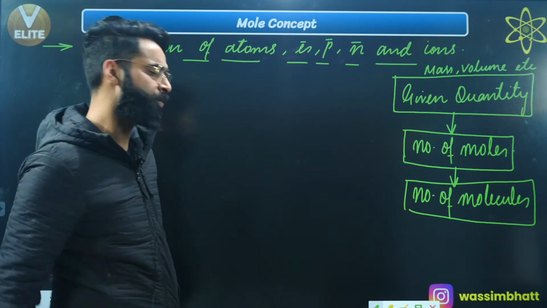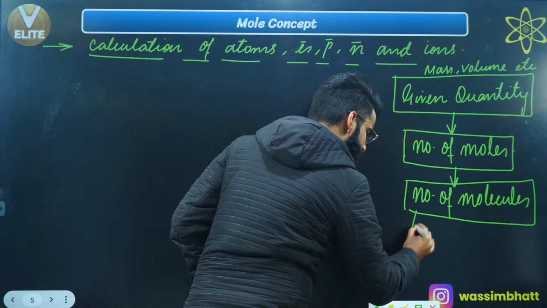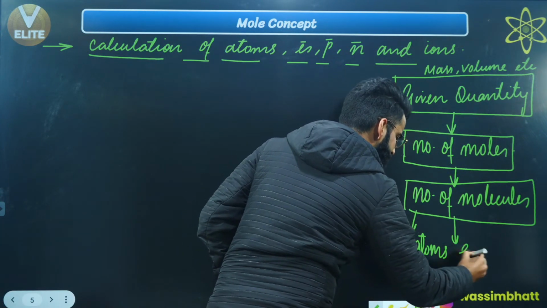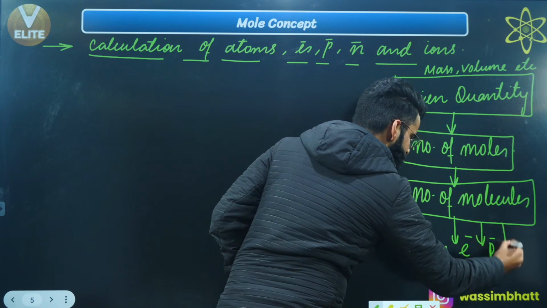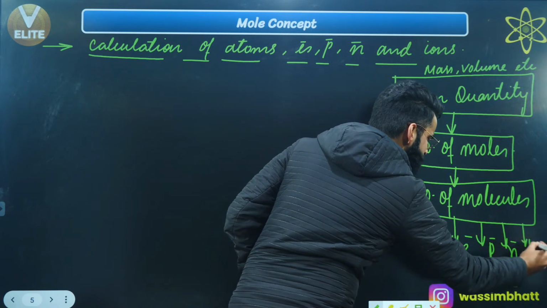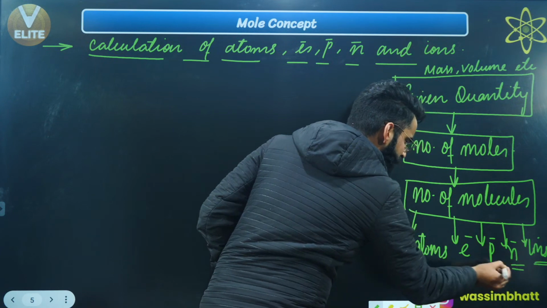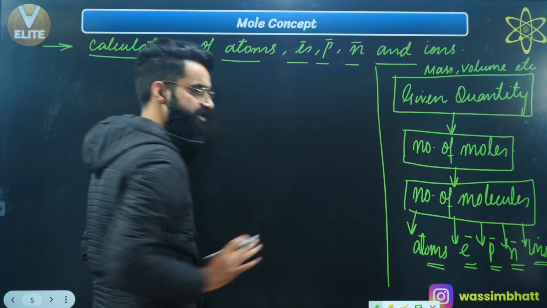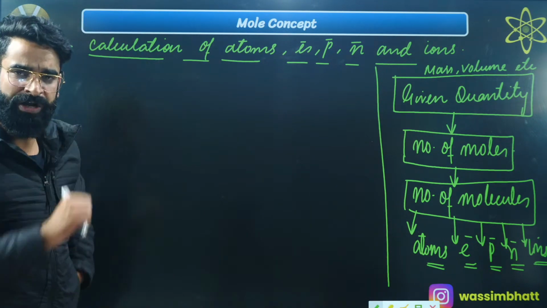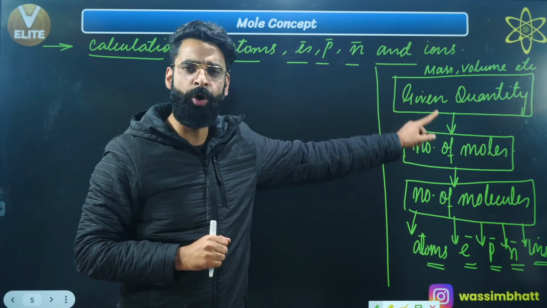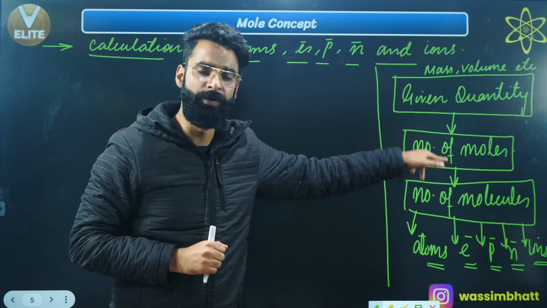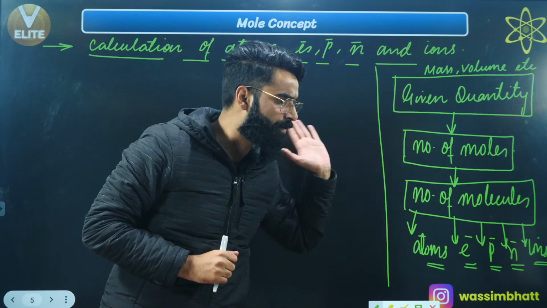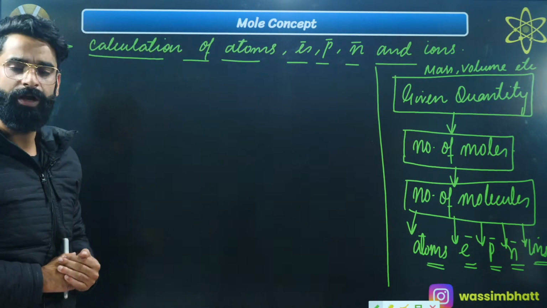And once you are done with the calculation of molecules, from molecules you can easily calculate the atoms, the electrons, the protons, the neutrons, ions, whatever you are supposed to calculate among these quantities, by just remembering this block diagram. That's all, right? Once more I'm telling you, convert the given quantity into number of moles, then into molecules. And from molecules, you can calculate anything that will be asked as per the question, okay?